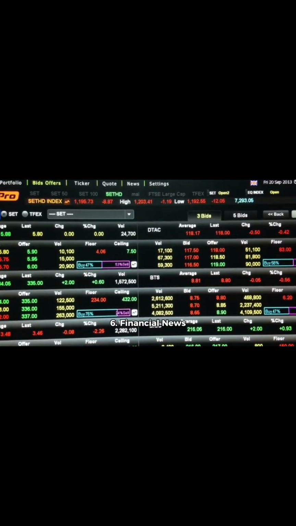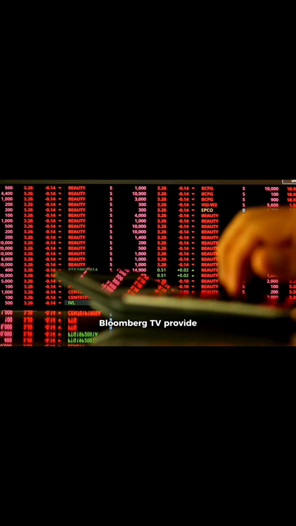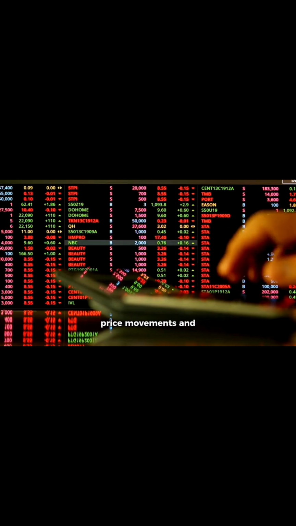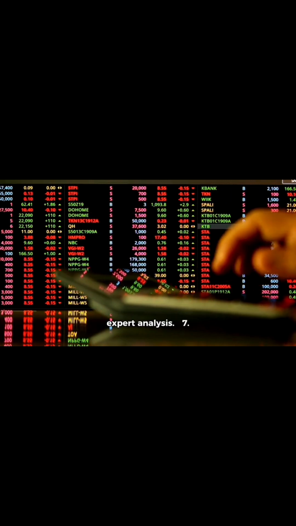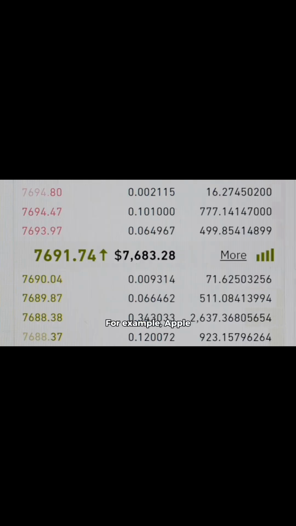6. Financial news channels like CNBC and Bloomberg TV provide real-time stock market updates, including price movements and expert analysis. 7. Stock ticker symbol. Use the specific ticker symbol of the stock to search for it. For example, Apple Inc.'s ticker symbol is AAPL.